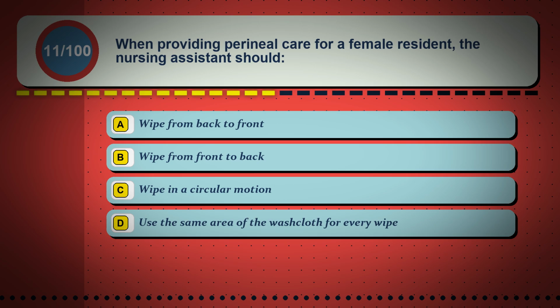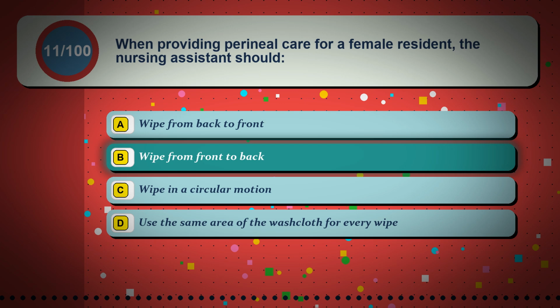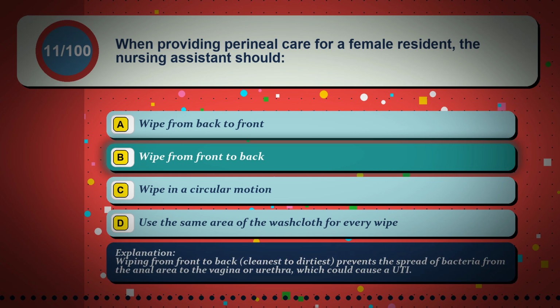to front. Option B, wipe from front to back. Option C, wipe in a circular motion. Option D, use the same area of the washcloth for every wipe. The correct answer is option B, wipe from front to back. Wiping from front to back, cleanest to dirtiest, prevents the spread of bacteria from the anal area to the vagina or urethra, which could cause a UTI.